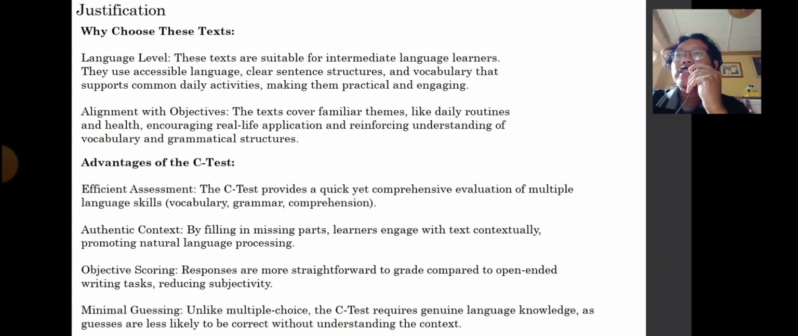And then the next, authentic context. In the C-test, learners fill in missing parts of words, which makes them interact with the text in a way that feels natural. This helps them process language more authentically, as they have to understand the context to succeed. And then next, objective scoring. Scoring a C-test is straightforward and less subjective than other methods. This means it's fair and faster to grade, especially when compared to tests that involve open-ended responses.